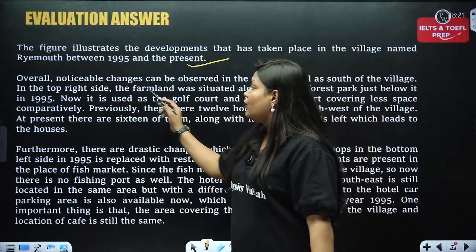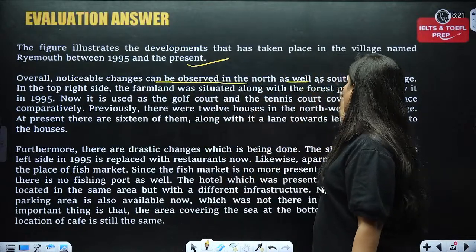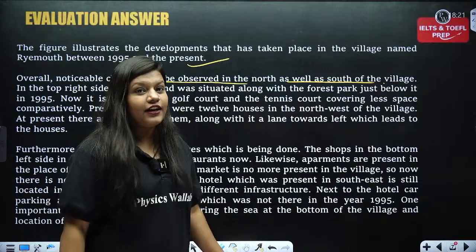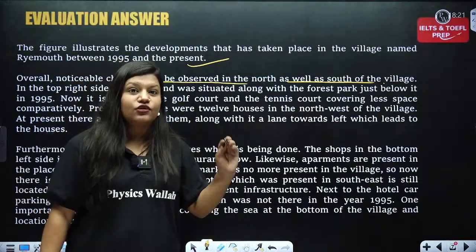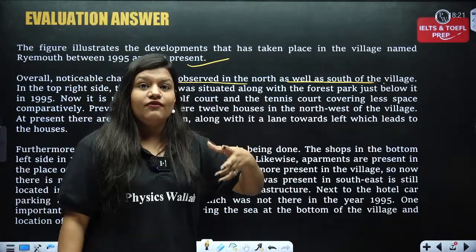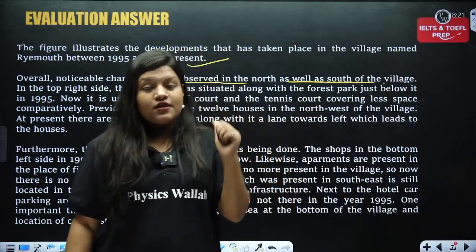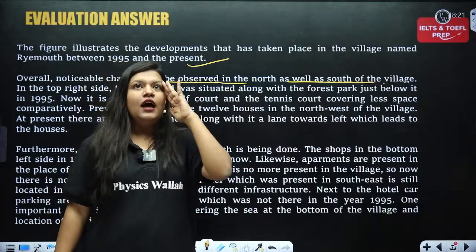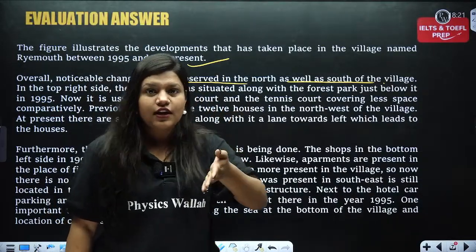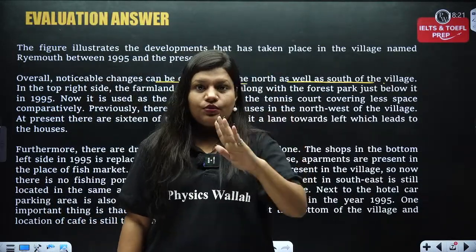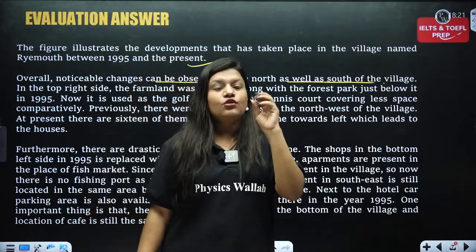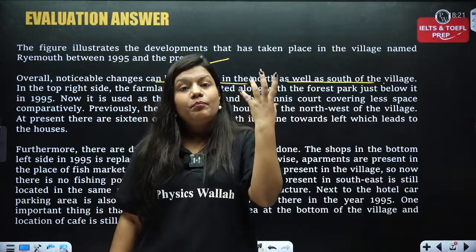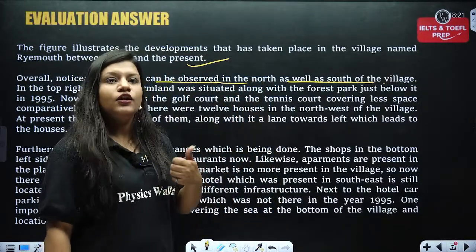Now, overall noticeable changes can be observed in the north as well as in south of the village. Now, this is something I'll appreciate because the candidate has actually used the direction in order to come up with the clarity of the answer. Okay. This is the reason I said directions are important, because in this way we will be able to have that pictorial representation in our mind. Okay, so the north, south, east, west, southwest, northeast. So these are the directions that will help us to locate and have a pictorial representation in our mind, right? So it's going to be very helpful.